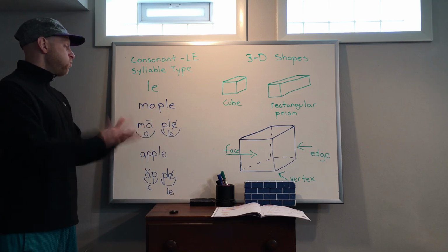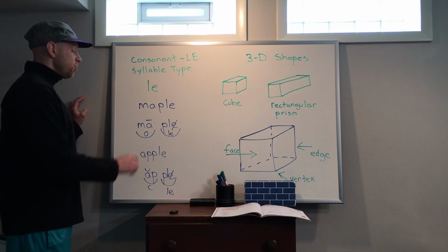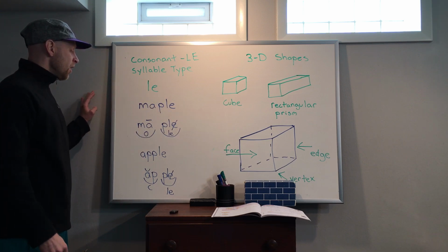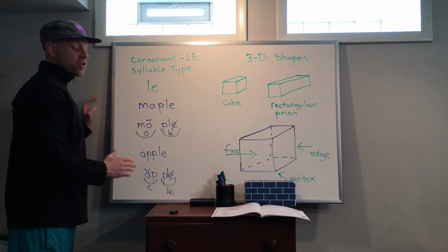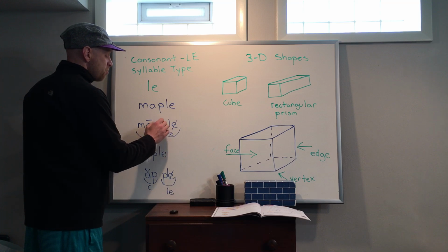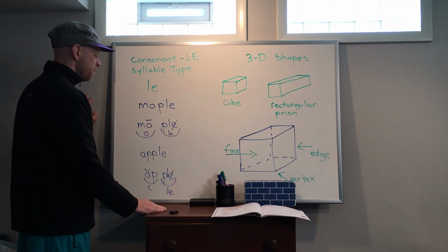So maple. We already knew right off the bat that it had two syllables because there's two vowels in two different spots. We're going to split maple. We're going to split that first and second syllable right after the A, but before the consonant P. So I've split it here for you.